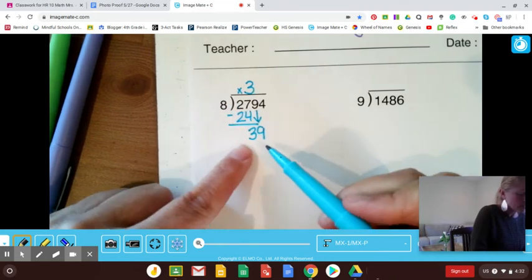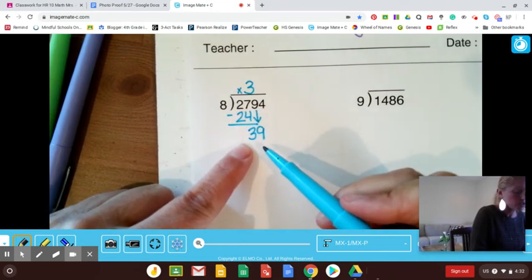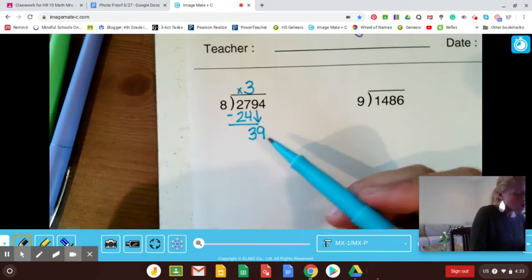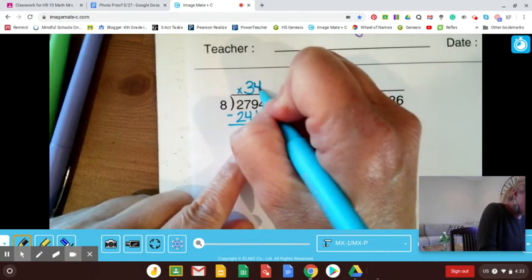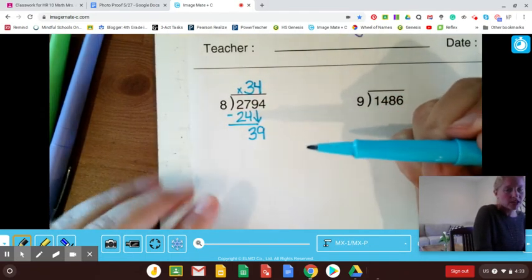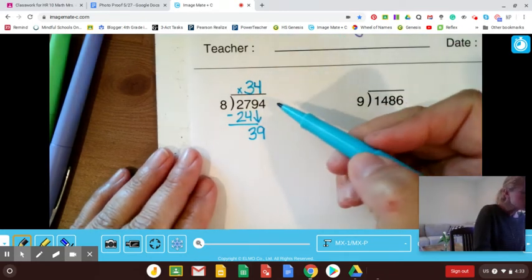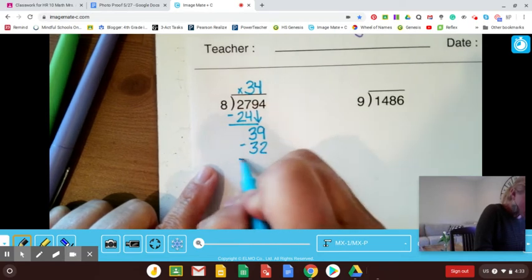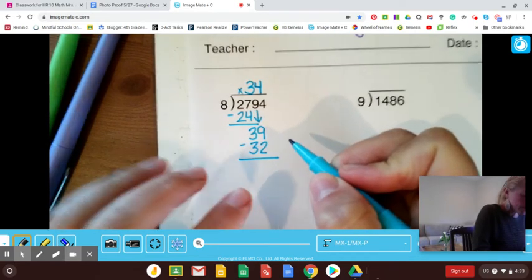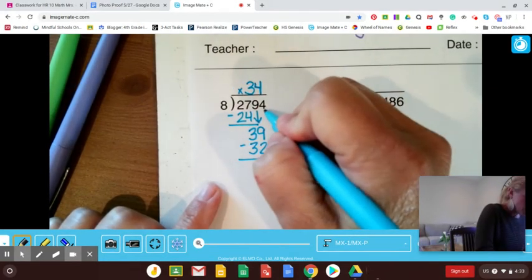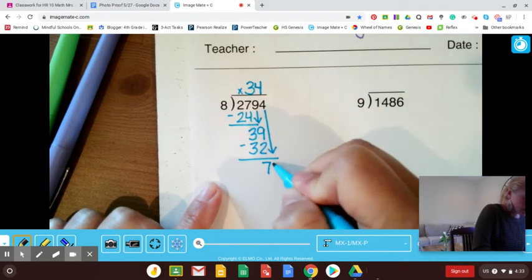8 times what is close to 39 without going over as I can possibly get? Well, 8 times 4 is 32. 8 times 5 would be 40. That's too high. So I'm going to go with 8 times 4. Put a 4 directly over my 9. Remember, in long division, keeping your work nice and straight and neat is the ultimate challenge. 8 times 4 is 32. Subtract 2, 3, 4, 5, 6, 7, 8, 9. So that's 7. 3 minus 3 is 0. And I have a 4. And I'm going to bring that down.